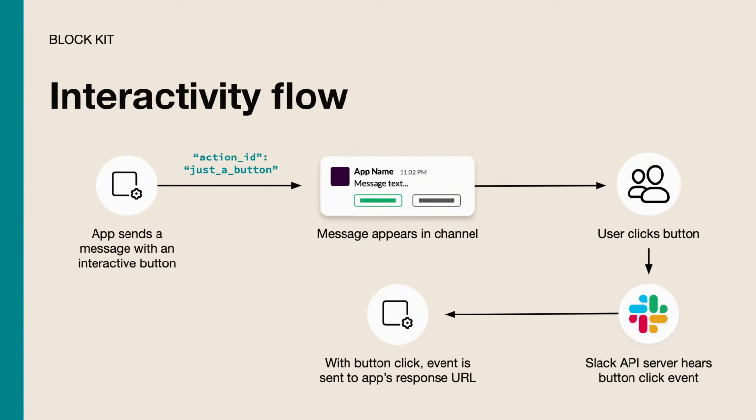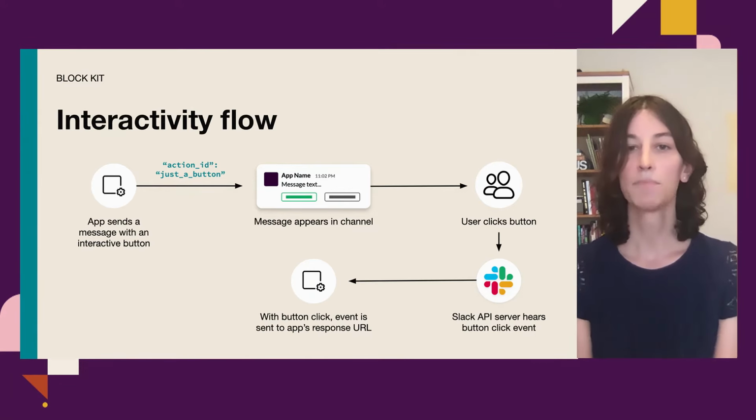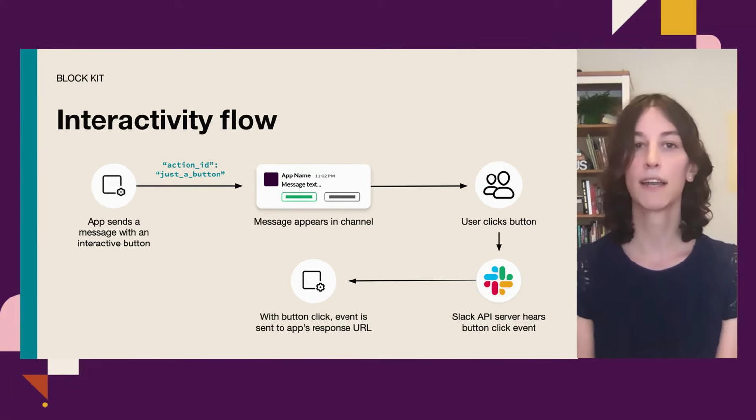And when you're adding these things like buttons and other interactive features, your app is going to have to handle this interactive flow. So let's say you're using one of the BlockKit buttons and your app wants to send that into a message in Slack. When your app sends that message, you're going to connect an action ID to that specific button. When that message appears in channel and the user clicks that button, the Slack API is going to hear that button click and send your app a payload that gives you information about that specific click.